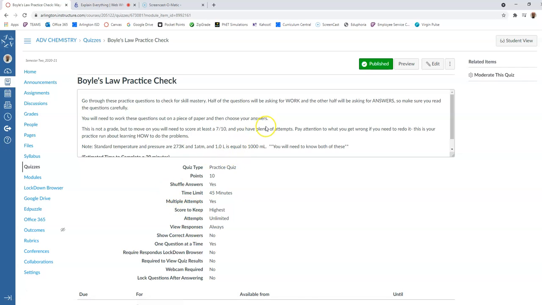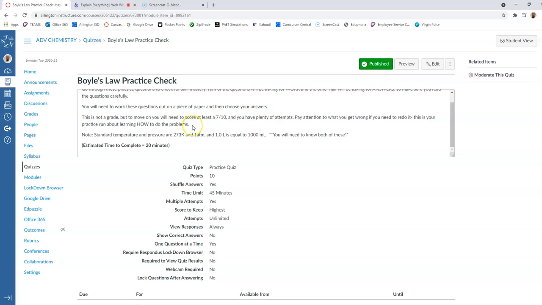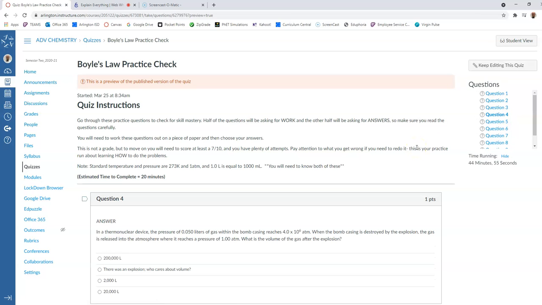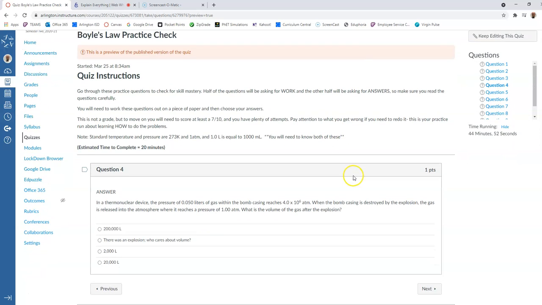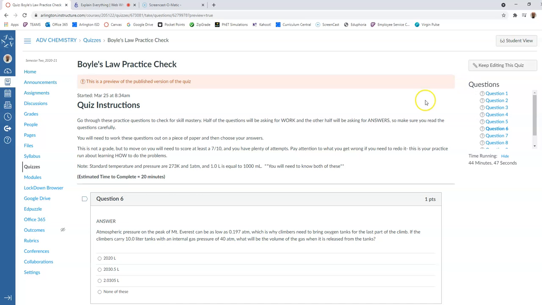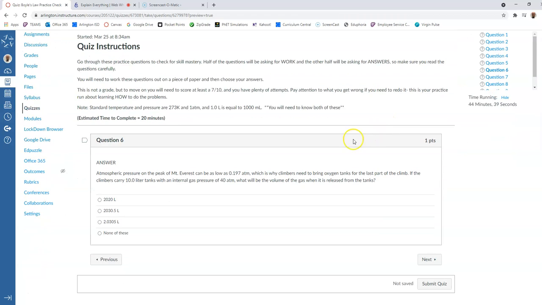If you read at the top in the instructions, it tells you exactly what to do and gives you some key figures, including the standard temperature and pressure, etc. Go to preview, and let's flip down to a question. I'm not liking that one. Some of these will be questions for the answers, and some of these will be questions about the work, just like always. This is a good one.